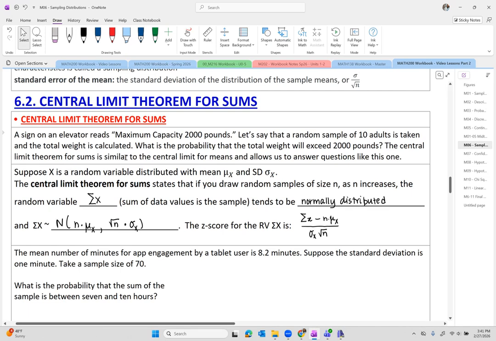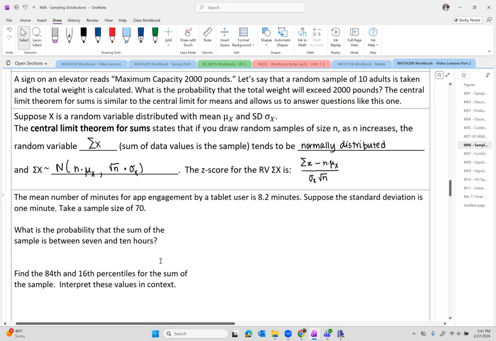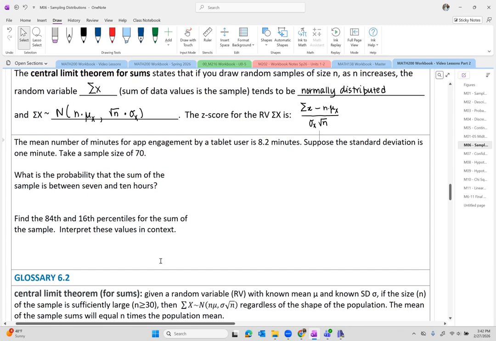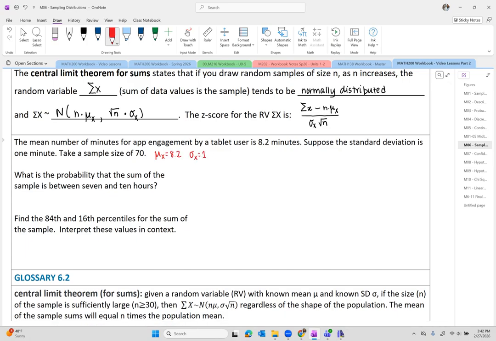To do an example pertaining to this, we have the mean number of minutes for app engagement by a tablet user to be 8.2 minutes, the standard deviation to be 1 minute, and we take a sample of size 70. So we have the mean of our variable to be 8.2, the standard deviation of our variable to be 1, and the sample size to be 70, and we are trying to find the sum distribution.